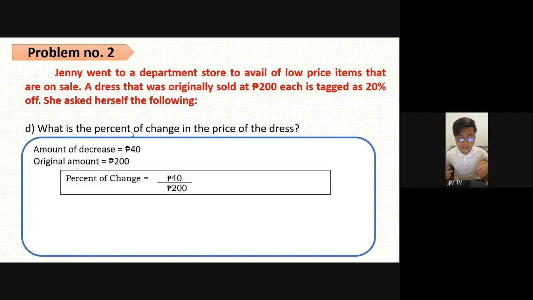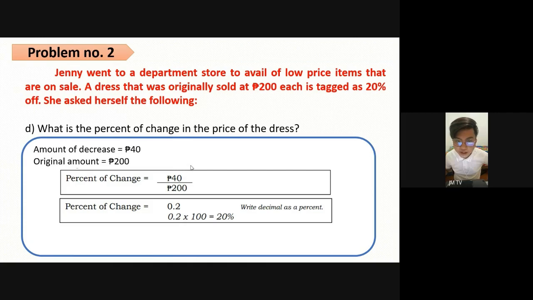So, formula natin kanina, percent of change is equals to the amount of decrease over original amount. Ang ating amount of decrease ay 40 pesos over the original amount of 200 pesos. Idi-divide lang natin yung dalawa. 40 divided by 200 is equals to 0.2.